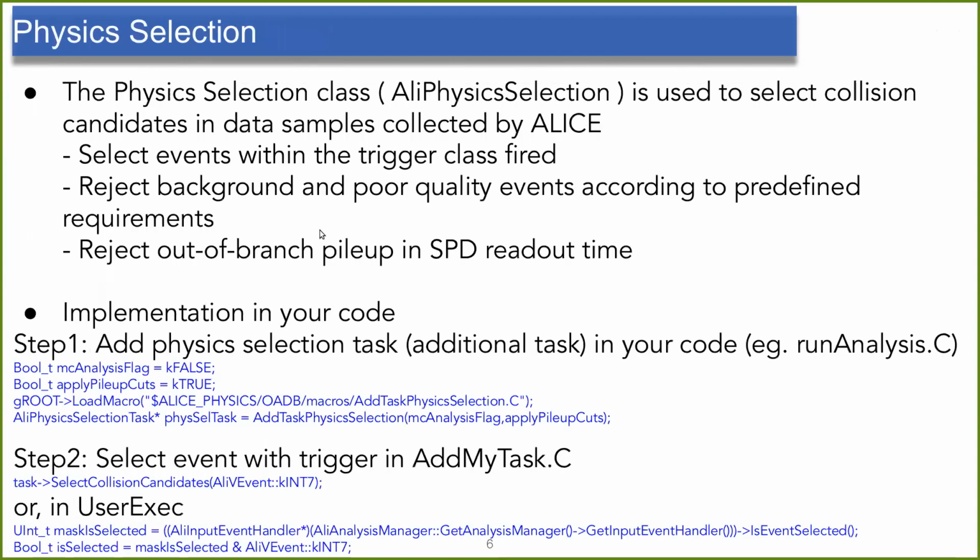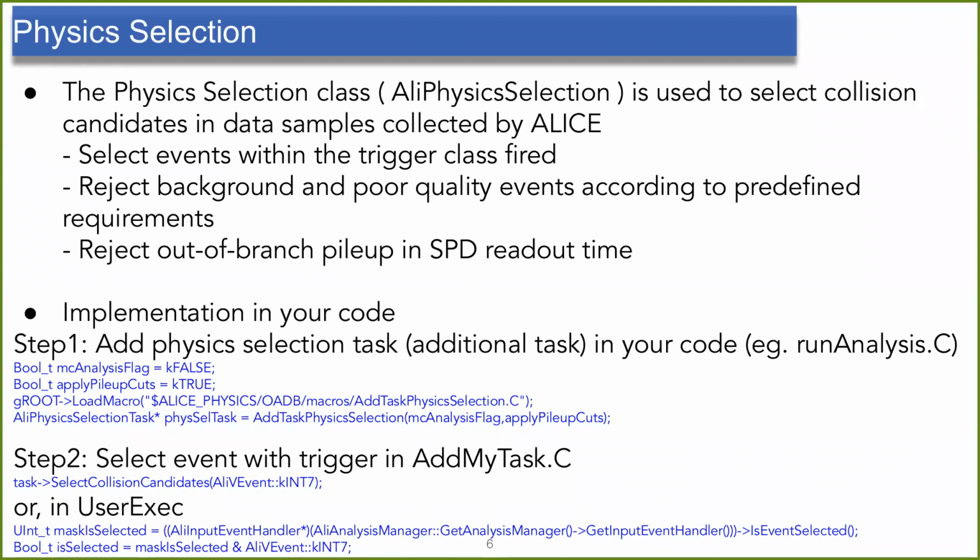Now, with the trigger we select a fraction of events from the total events for our analysis, but those events consist of various background and pileup events, etc. So we need to remove those background and pileup events. For that, we generally start with the physics selection.